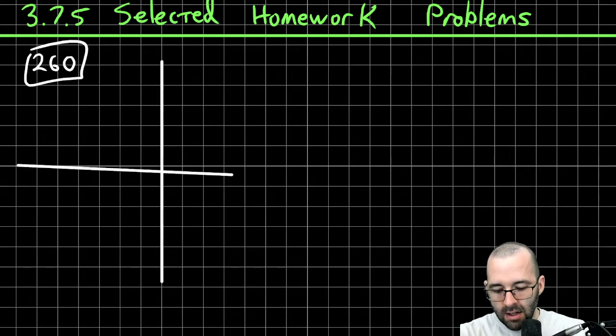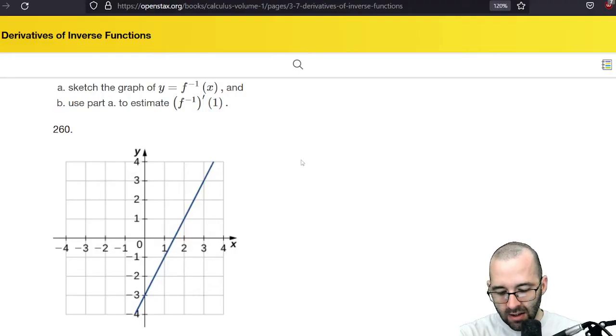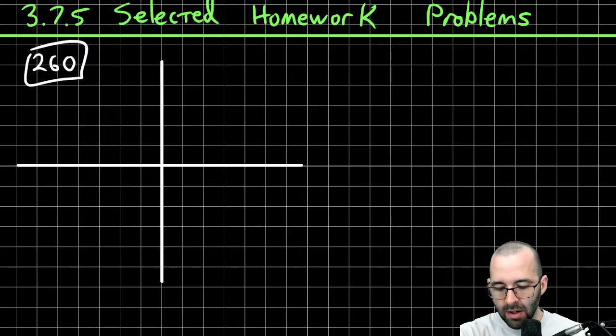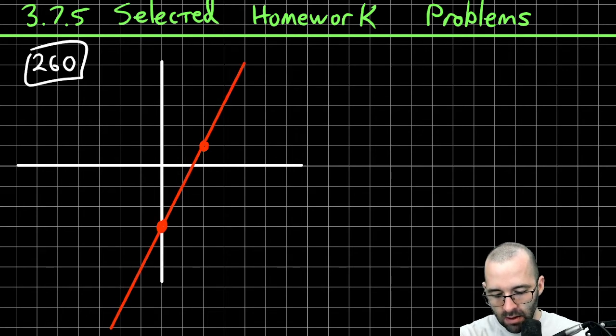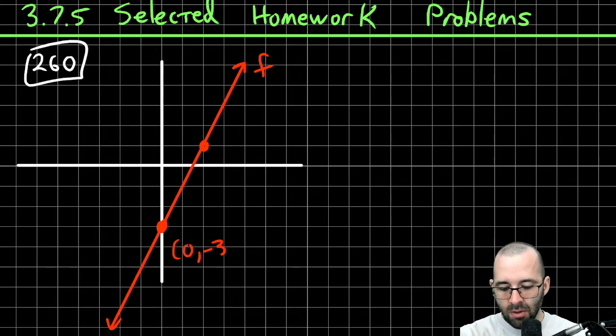So this is a line. And specifically, it's a line that goes through 0, negative 3, and 2, 1. And then it's a line so that has slope 2. And the line looks like this. This is our function f. So if it goes through the point 0, negative 3, that means the inverse function goes through the point negative 3, 0.